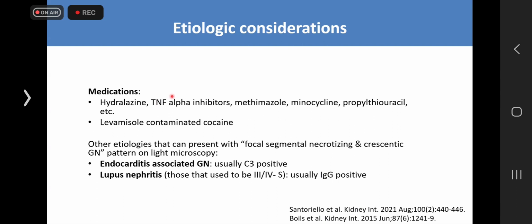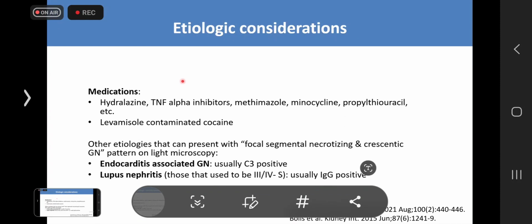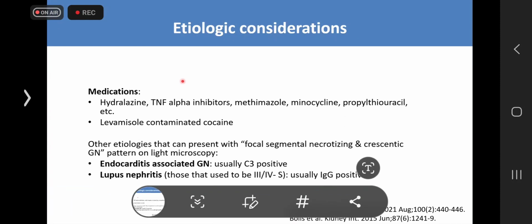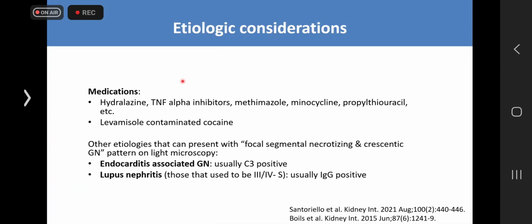So etiology considerations for this particular finding. So it's important to make sure that you're not dealing with medication-induced ANCA vasculitis. So most of the time it's hydralazine or anti-TNF-alpha inhibitors and other medications as well. With these medication-induced ANCA vasculitis, sometimes you do see a little bit of a feature of immune complex mediated GN, as shown by Dr. Santoriello a couple years ago.